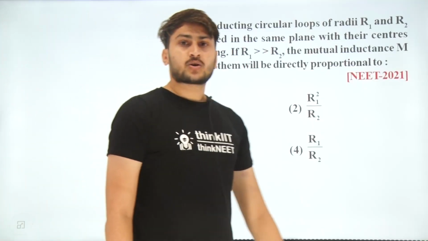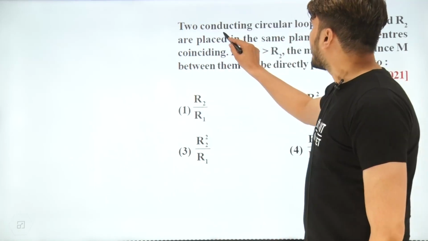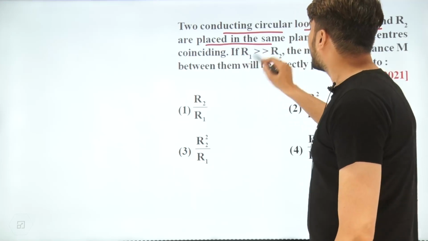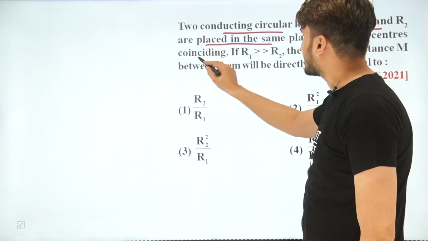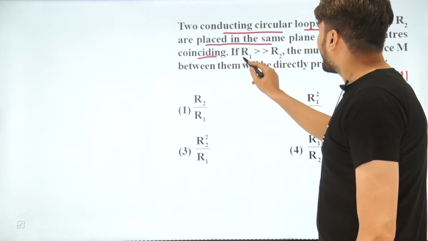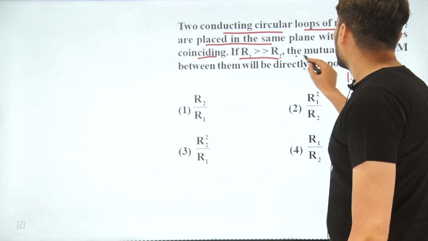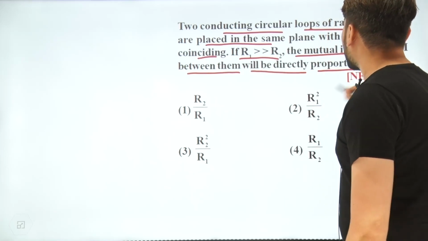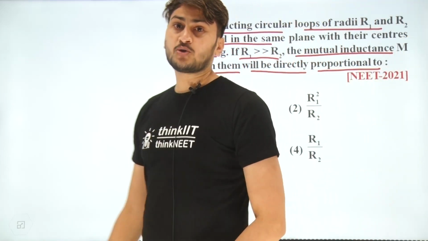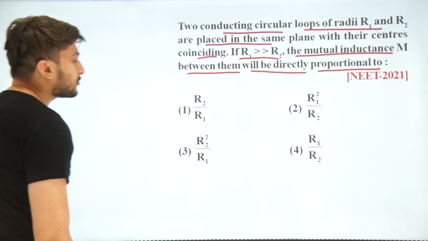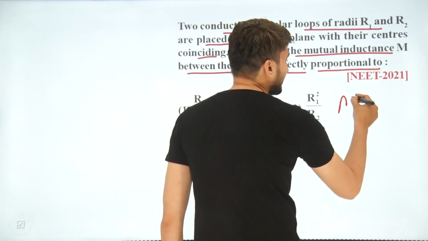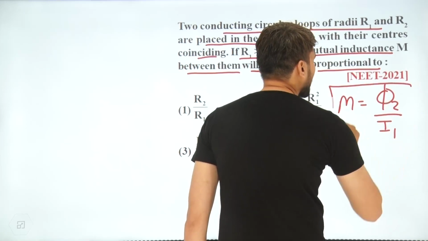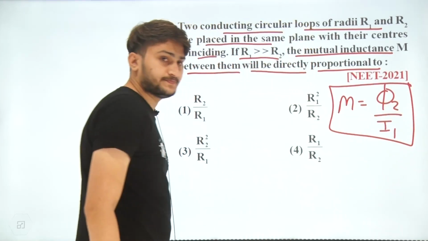Hello students, the question is asking: two conducting circular loops of radius r1 and r2 are placed in the same plane with their centers coinciding. If r1 is greater than r2, the mutual inductance M between them will be directly proportional to what? We have to find the mutual inductance. Now students, mutual inductance is phi 2 by I1, that means flux of the second coil upon I1.